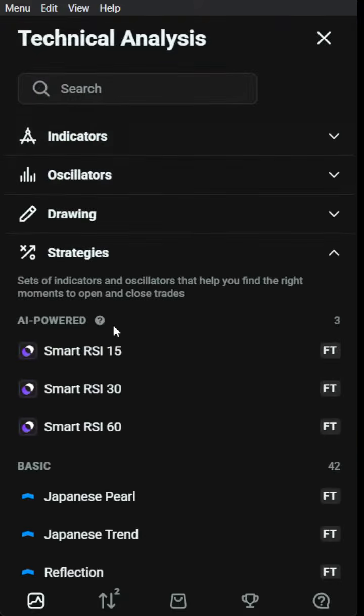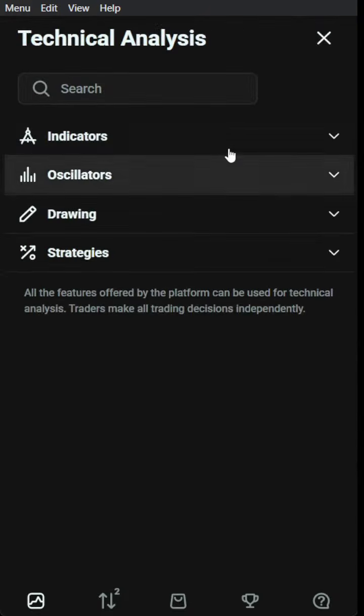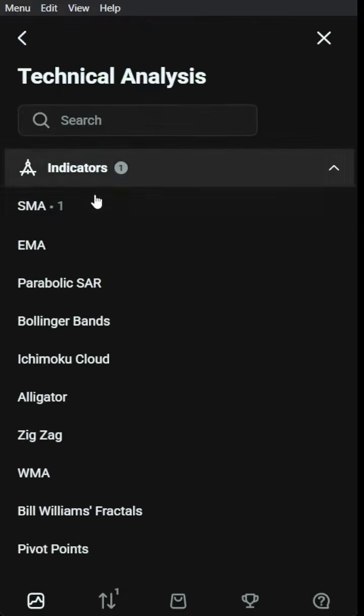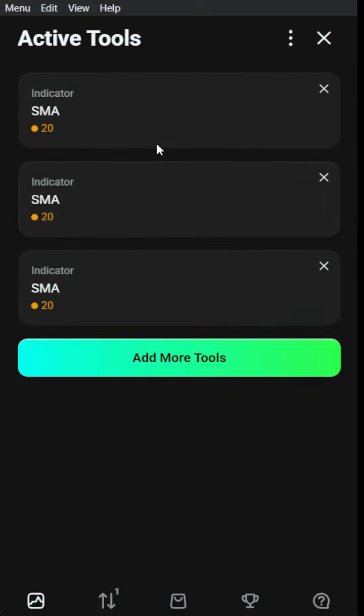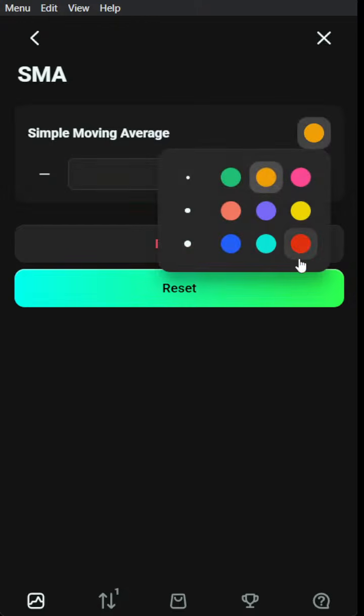Okay. So guys, you will click on this capital alphabet A, technical analysis, click on indicators. The first thing is SMA. Again click on add more tools, the second SMA, and then again add more tools, the third SMA. Now first SMA value has to be 200 and we make it red. Okay, if you want you can make it broader.